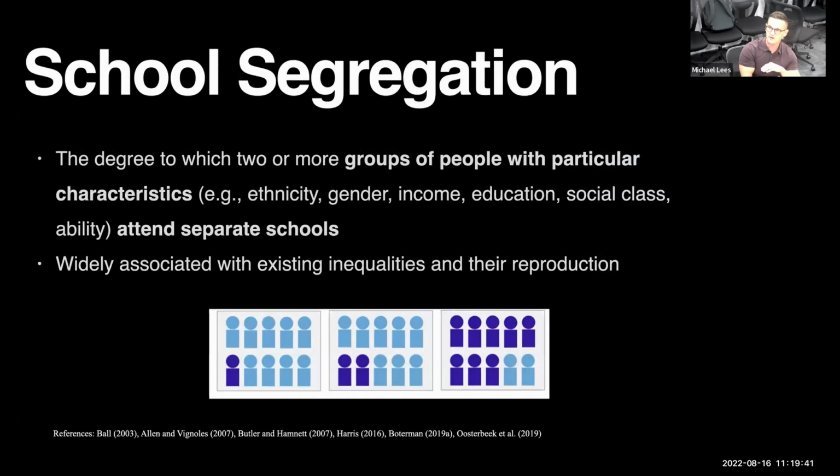Okay, so school segregation. It's as you expect, so the degree to which 2 or more groups of people with particular characteristics, and this could be ethnicity, it could be gender, it could be income, it could be education, social class, ability, attend separate schools. And what we're talking about in school segregation at the beginning of this talk is I look at school A and school B, what's the population of each group in those schools? What I'm not looking at initially is the segregation within a classroom.